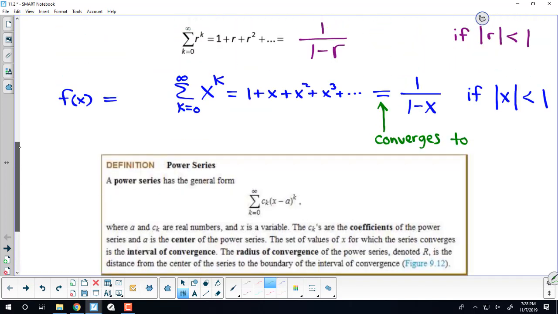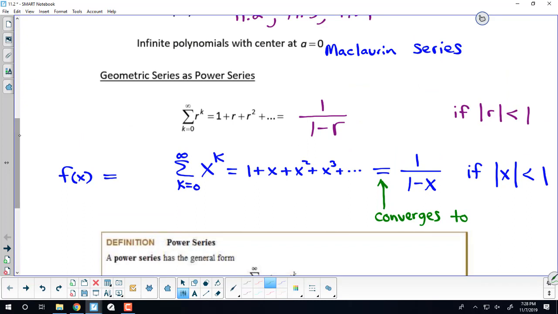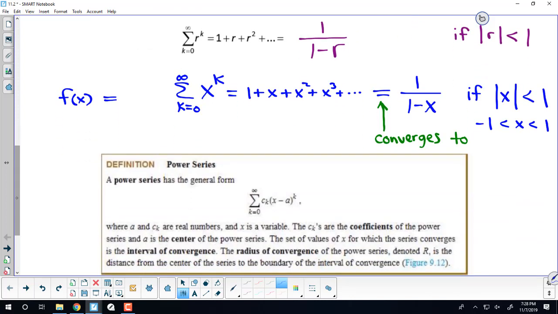So let's back up here and say that this series converges to this function if the absolute value of x is less than 1, or if x is between 1 and -1. So that gives us our interval, right? We have all real numbers, but it's only from -1 to 1 in which that series is that function. So that gives us an interval of convergence.